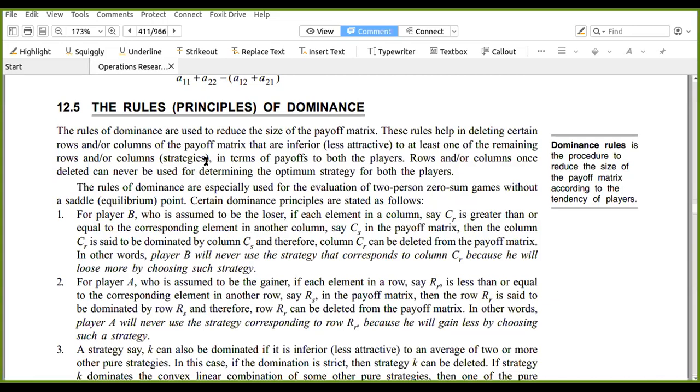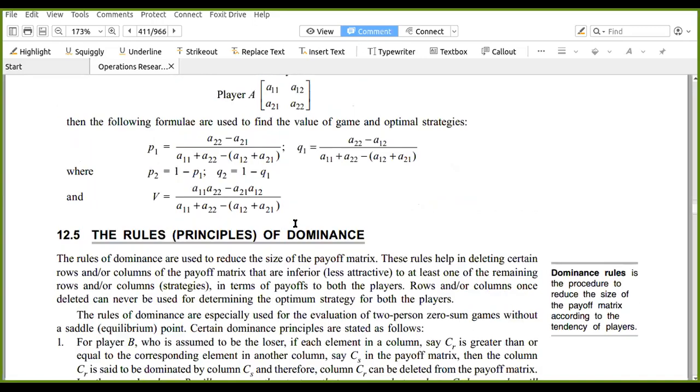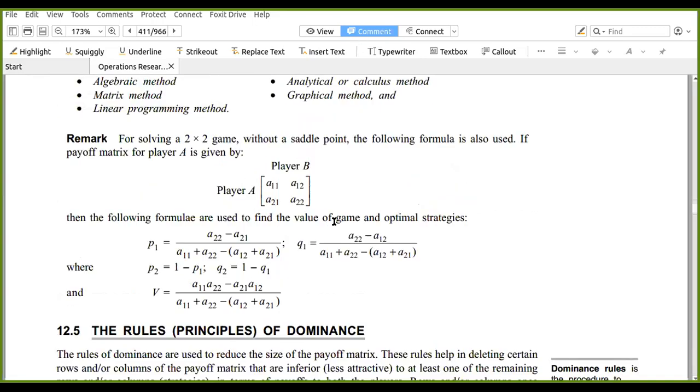What does that mean? What is a payoff matrix? A payoff matrix is the outcome of the game. If a player is using a certain strategy, then what is the outcome? If you see, this is your payoff matrix. In the payoff matrix, A11 indicates that if player A uses strategy 1 and player B uses strategy 1, then the outcome will be A11.